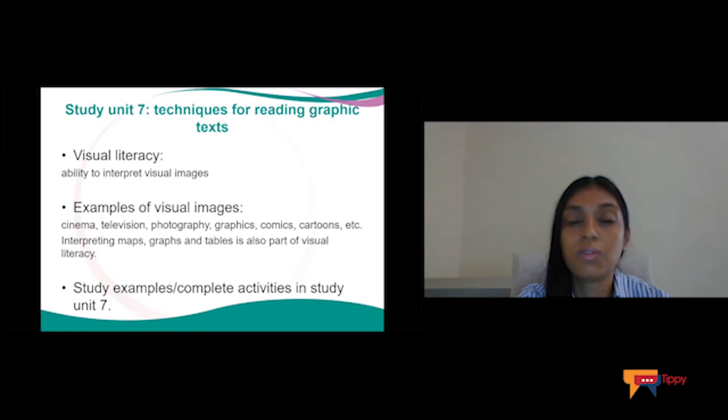In the world in which we live, visual images have become very predominant. Such examples include Facebook, Instagram, and so forth. It is therefore important to become visually literate, as this enables you to navigate the world in which we currently live. For more examples and activities on visual literacy, please visit Study Unit 7.